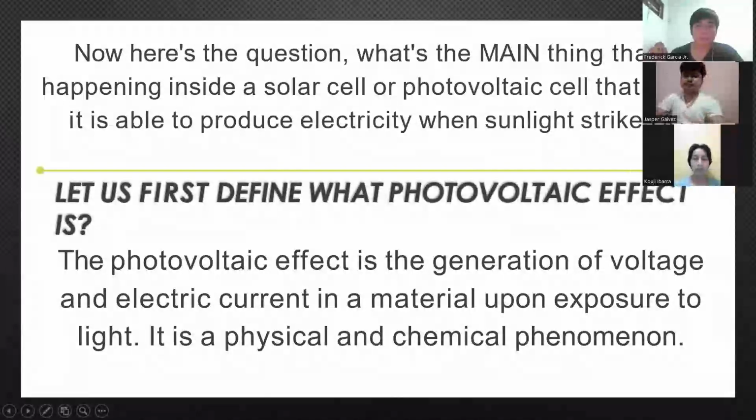Okay, so now here's the question. What's the main thing that is happening inside a solar cell or photovoltaic cell that is why it is able to produce electricity when the sunlight strikes it? Could one of you please read the photovoltaic effect? Okay, so to achieve the photovoltaic effect, we need a material which, when struck by sunlight, will exhibit some characteristic of a conductor.